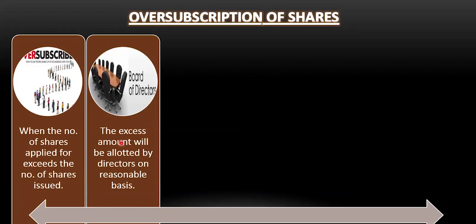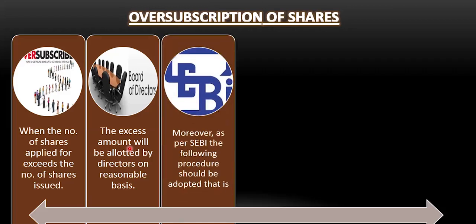Once again, as we can see here, when the number of shares applied for exceeds the number of shares issued, that is 1,50,000 as against 1 lakh, the excess will be allotted by the directors on a reasonable basis, that is pro rata basis, wherein if you apply for 5 shares, you might get 2 or you might get 3. That is called pro rata basis of allotment. That will be decided by the directors.